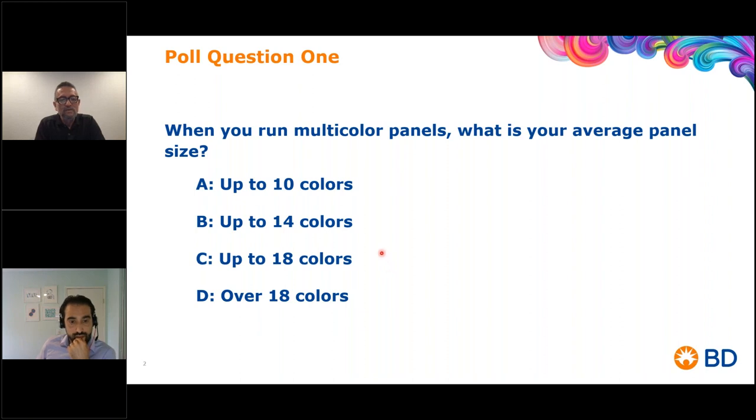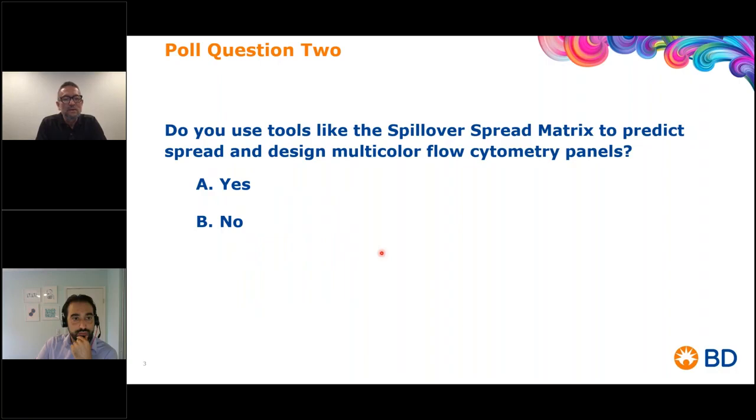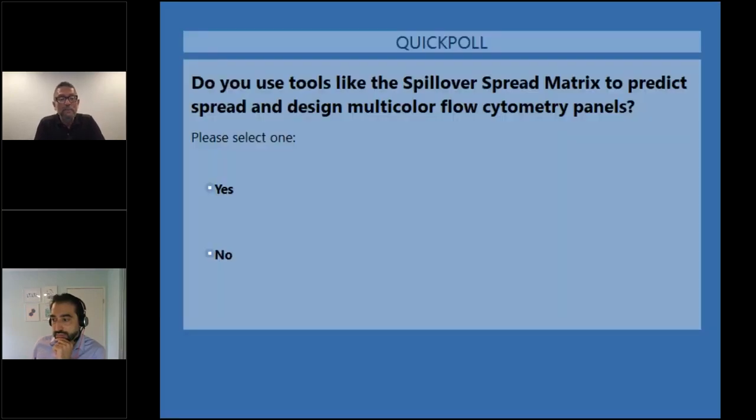So let's go on to the second question that we have. And Mirko, can you advance that up for us? Do you use tools like the spillover spread matrix to predict spread and design your panel? This is one for myself that I'll make some comments on in just a second after we see where everybody is.